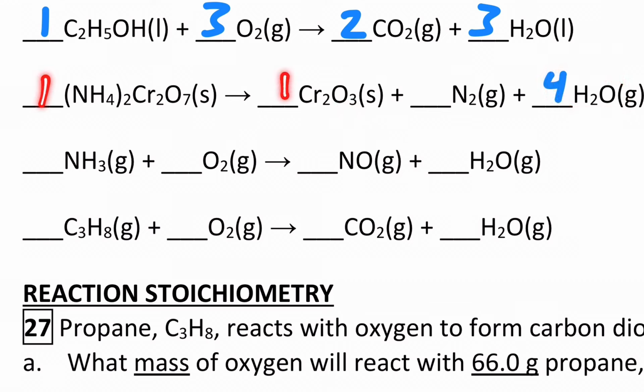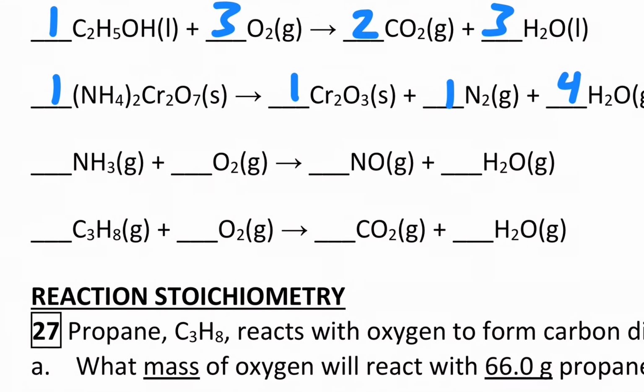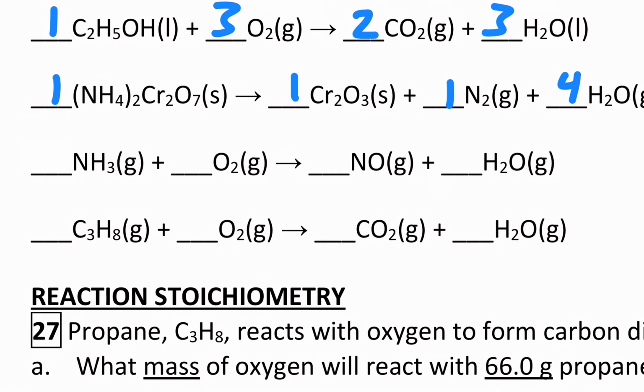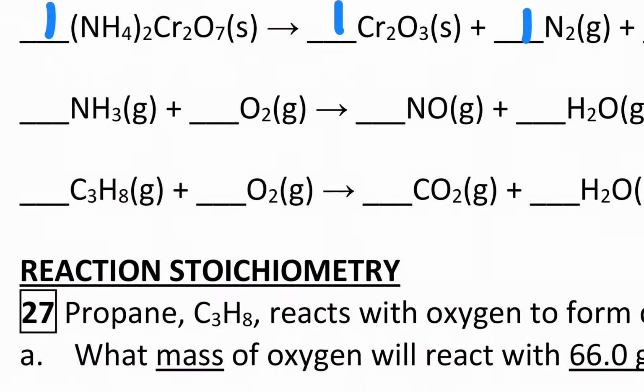We have 7 oxygens, and then I have 4 for the water, plus 3 for the chromium. This is good if I just put 1s in front of everything else. So I'm going to do that. 1, 1, 1, and it's balanced. So I'd like you to hit pause and see if you can figure out the correct coefficient ratio for the remaining 2. Okay, let's see how you did.